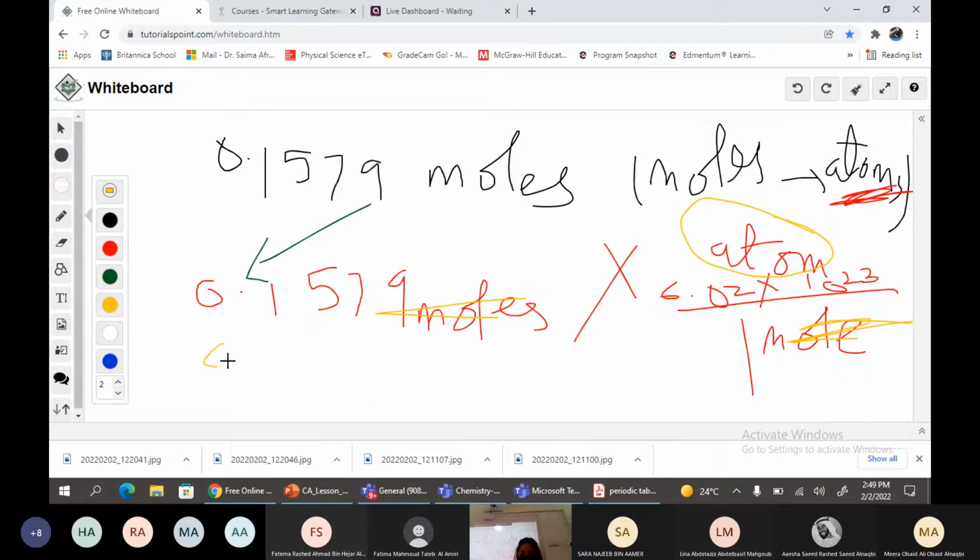Okay, Meera said to us the answer is 9.51. Fatma, did you get the same answer? Yes, Fatma Rashid. Zina? Solving, okay. Very good, Bashir.